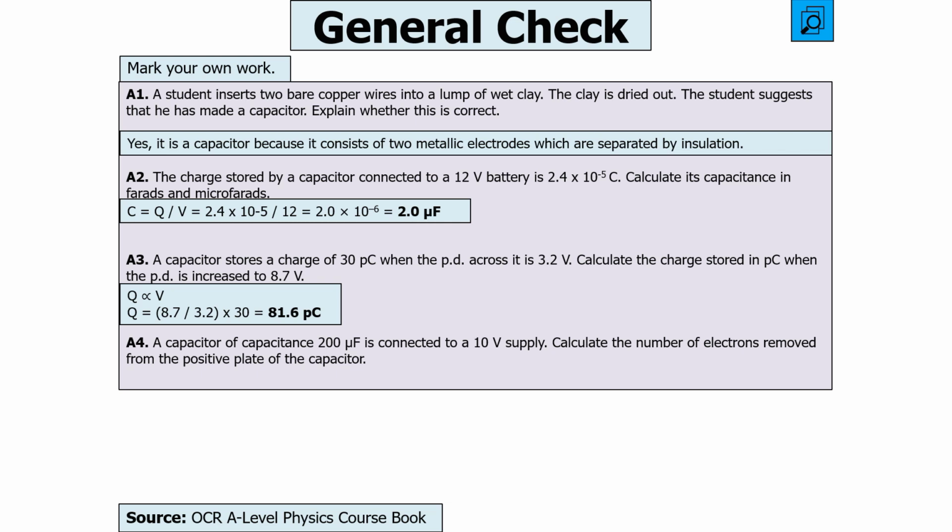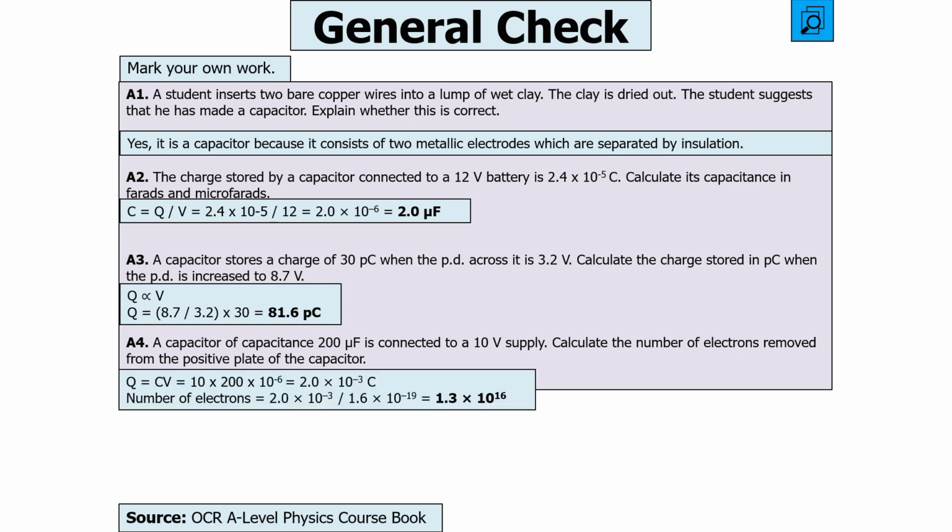So when we work it through in terms of ratios, we can say it's 81.6 picofarads. And then the last one here, what you can do is use Q equals CV, and work it out to be 2 times 10 to the minus 3 coulombs. Remember, microfarads turns into farads by times 10 to the minus 6. We then work out how many electrons we've got by taking our overall charge, dividing by the charge of an electron, 1.6 times 10 to the minus 19 coulombs, and we get 1.3 times 10 to the 16 electrons.